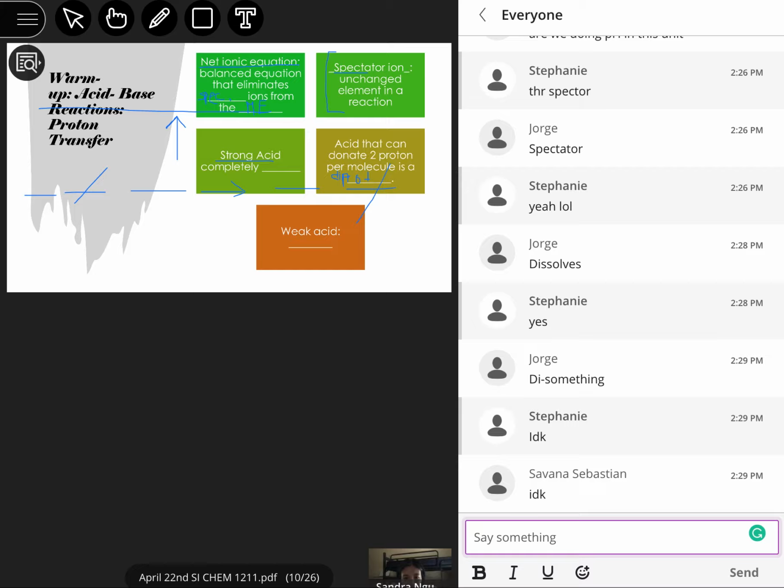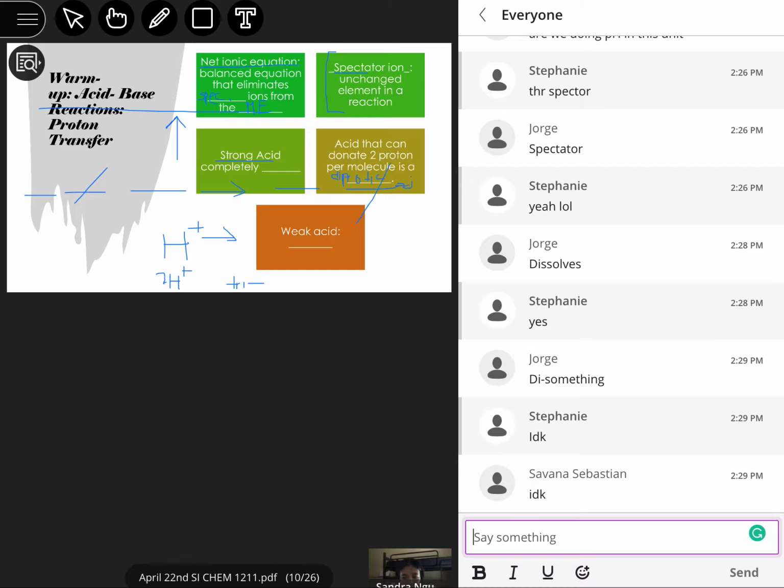It's just a fancy word that means instead of one H going over to the other side, it's two of them. So it's two H plus. And you can even do it for three, so you can do triprotic as well. It's not just di, it can be tri as well.